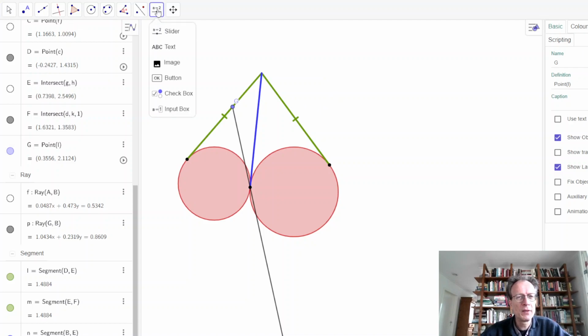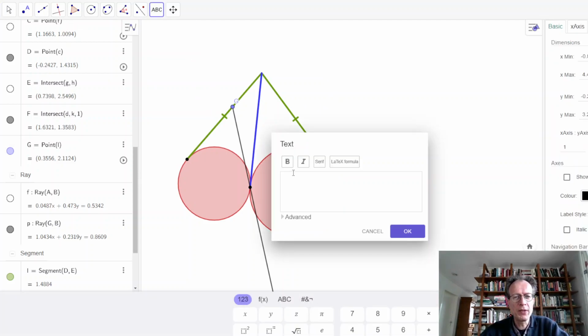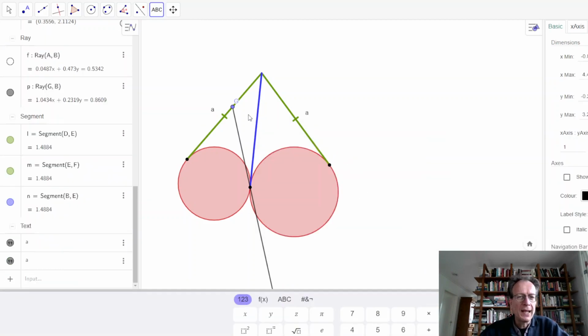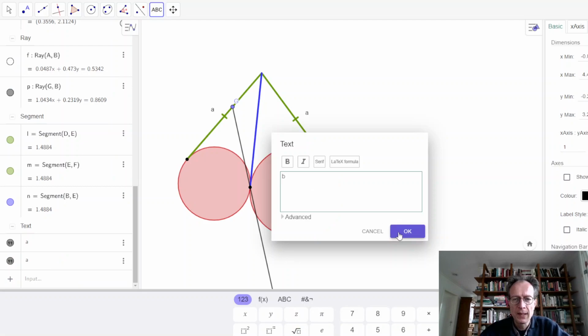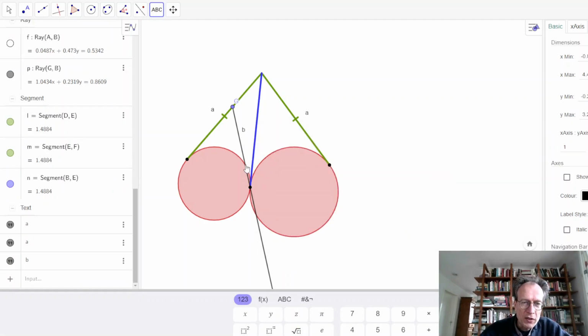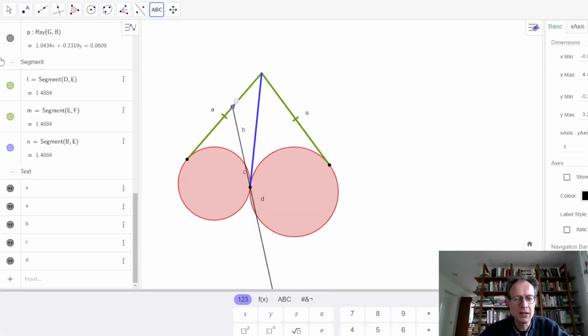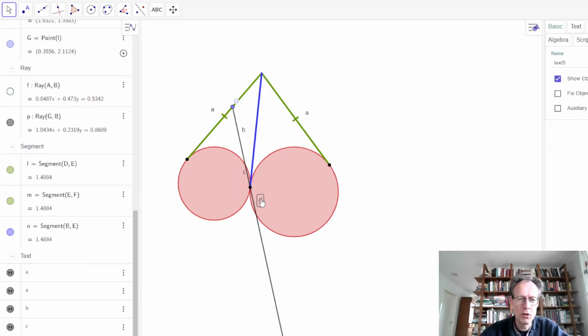Let's first of all name the length of the green segments A. They both have length A. Let's name the part from this vertex to the smaller circle B. Let's name the chord inside the smaller circle C, and the chord inside the larger circle, let's say it has length D. And that's all we need to prove it.